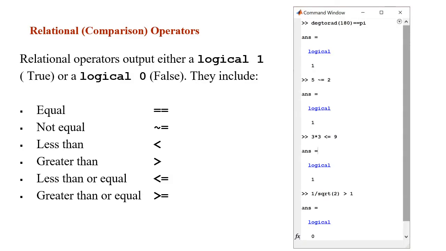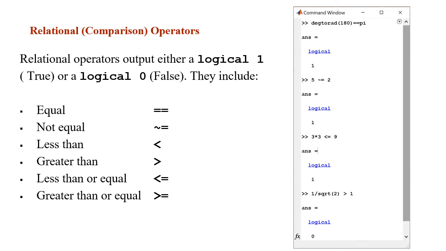Relational or comparison operators in MATLAB include the equal operator, which is denoted by the double equal sign. If you want to check whether two variables are not equal to each other, you need to use the not equal operator, which is the tilde followed by the equal sign. There are also the less than operator, the greater than operator, less than or equal to, and finally greater than or equal to. These operators output either a logical 1 or logical 0 if the two operands are scalars.